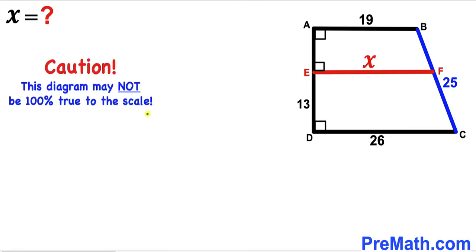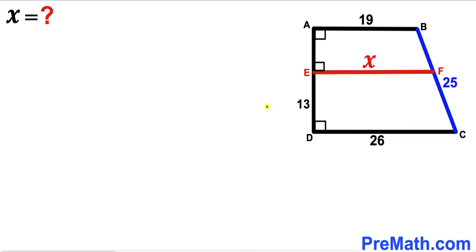Please keep in mind that this figure may not be 100% true to the scale. Let's go ahead and get started. Here's our very first step. Let's make an observation. We can see all these sides AB, this segment EF, and this base CD are parallel to each other, since all of these are making a 90-degree angle.